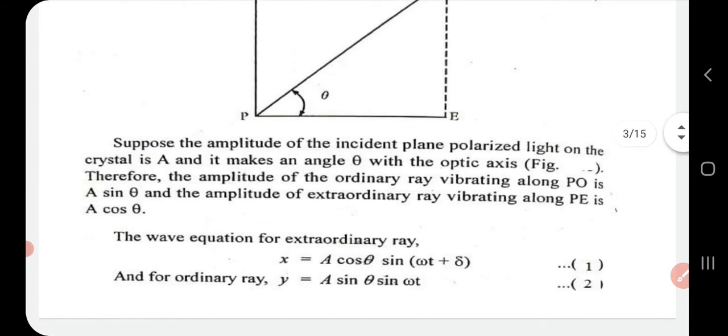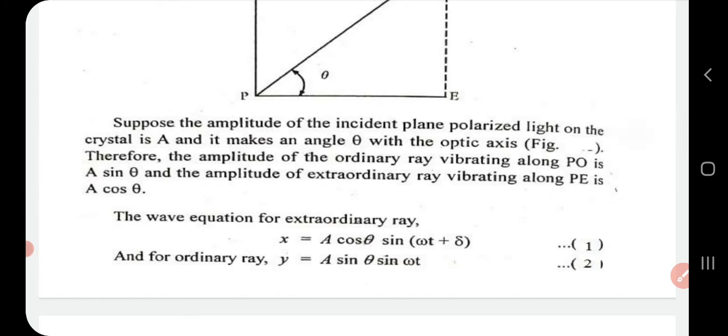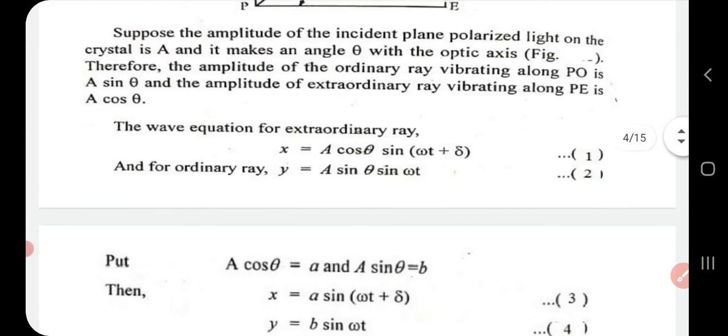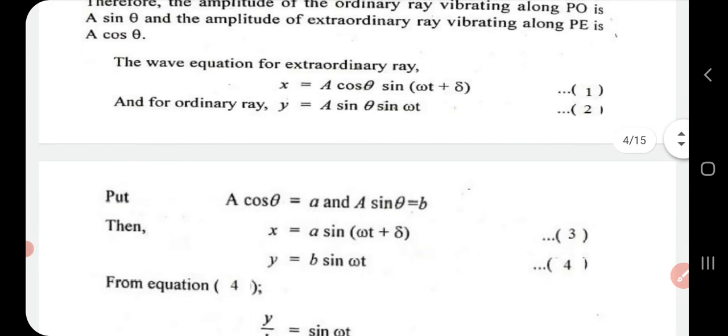Okay. Now let us write the wave equation for extraordinary ray. For extraordinary ray, it is x equal to A cos theta sin of (omega t plus delta). Similarly, for ordinary ray, we use the letter y is equal to A sin theta sin omega t. Now let us put A cos theta as small letter a and A sin theta as small letter b in the above equations. Then equation 1 will reduce to x equal to a sin(omega t plus delta), and equation 2 will reduce to y is equal to b sin omega t.